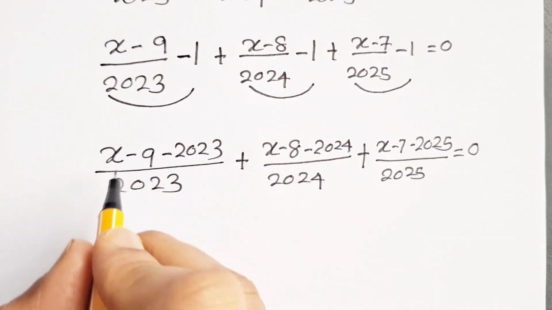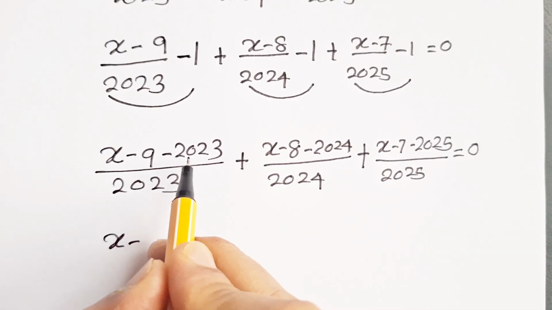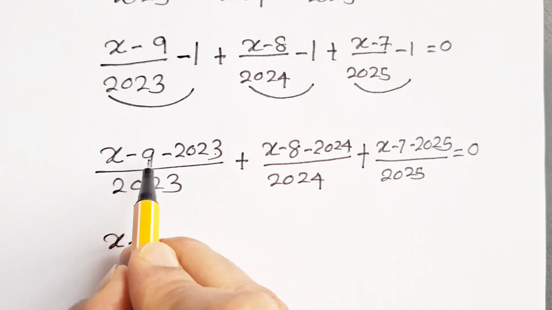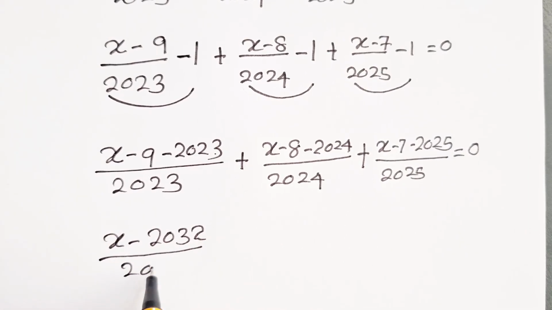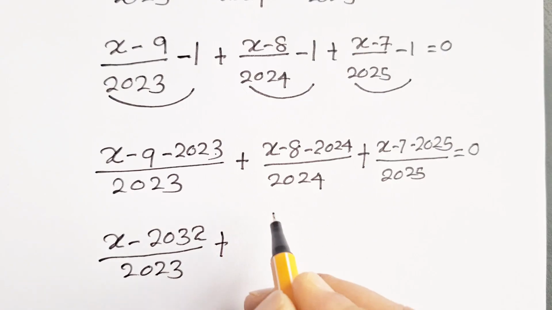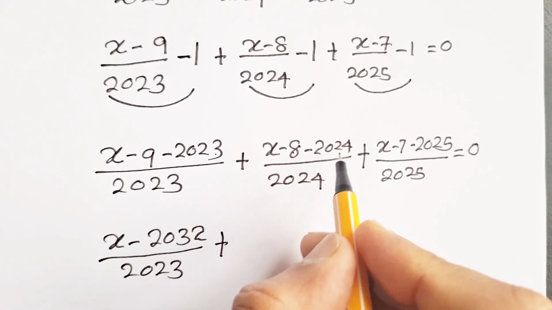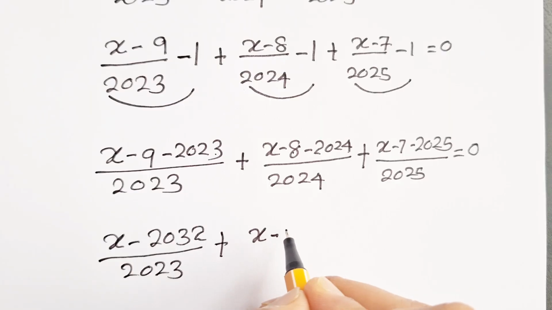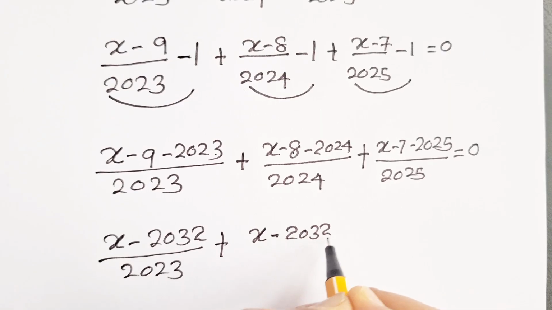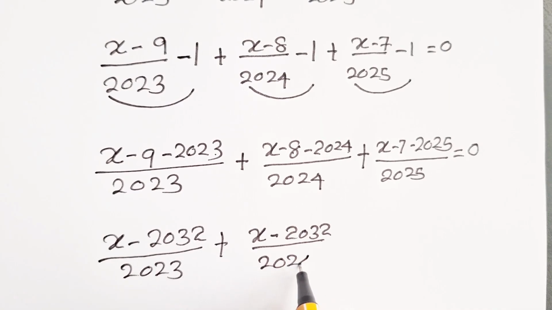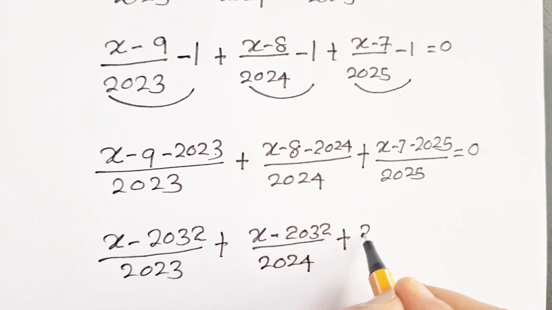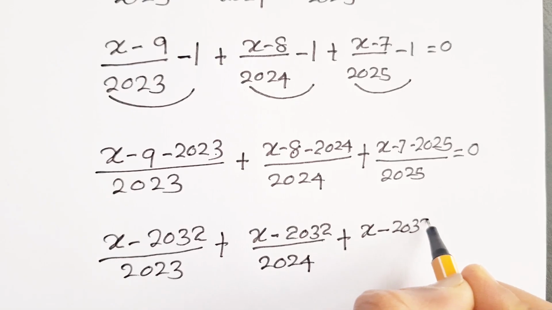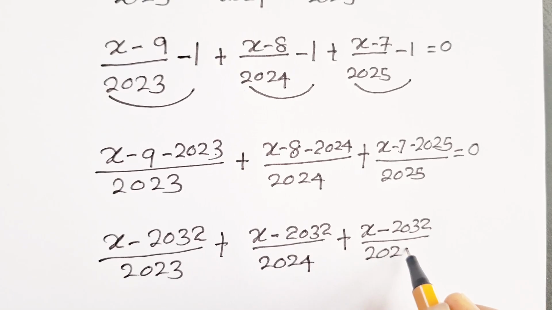I will simplify further. x minus 2023 minus 9 will become x minus 2032 over 2023, plus here, minus 8 minus 2024 will become x minus 2032 over 2024, plus again minus 7 minus 2025, x minus 2032 over 2025 equals 0.